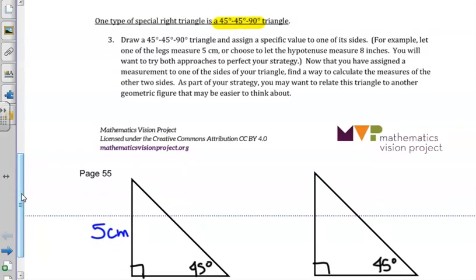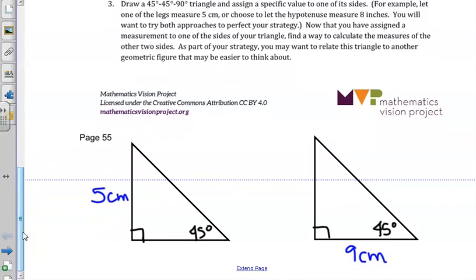We are asked to draw a 45-degree, 45-degree, 90-degree triangle and assign a specific value to one of the sides. So what I've done below here is I've drawn my 45-45-90 triangle, and I've labeled one side length 5 centimeters. We're asked to fill in anything else we would know about this triangle. If one leg is 5 centimeters, then the other leg must also be 5 centimeters, because we know this is an isosceles triangle, where two of the interior angles are congruent.